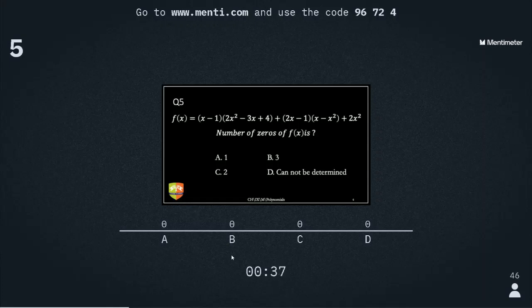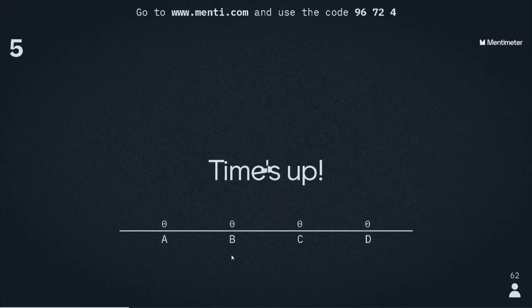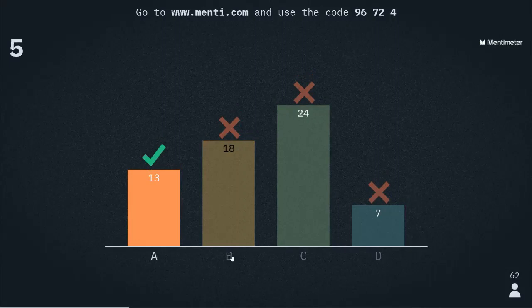What looks easy need not be actually easy. Don't go by appearance. It's neither tough. If you know what a zero of a polynomial is, you'll be able to solve it. Misclicking is a blunder. Don't play it on phone. Okay, let me see. Cool. That is what I was expecting.